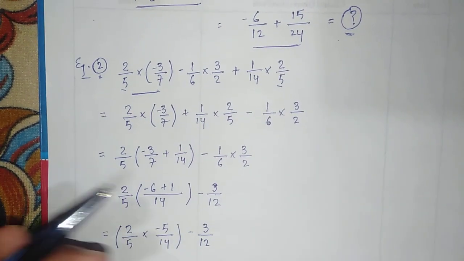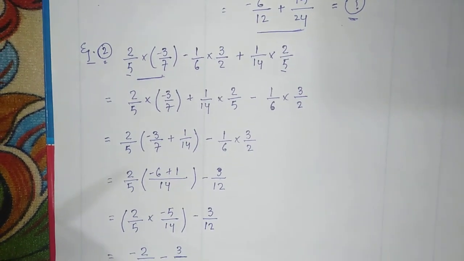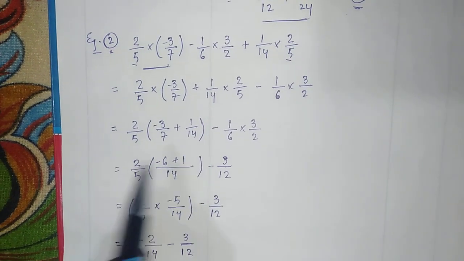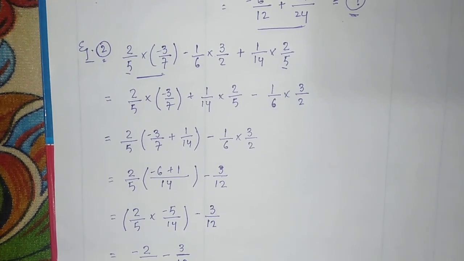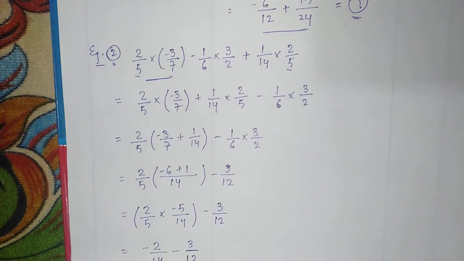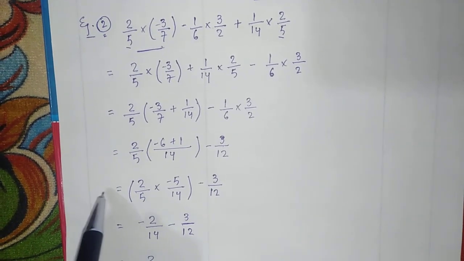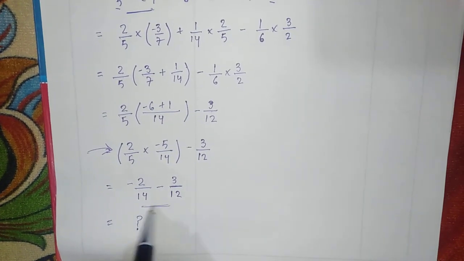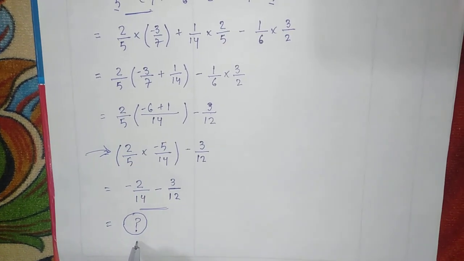Now you can solve using basic mathematics, which we have studied in previous classes. So we take 14 as the LCM of 7 and 14, then we solve using basic arithmetic operations. Then we get this step, and then we get this one. Now you have to tell me the answer of this equation in your comment box.